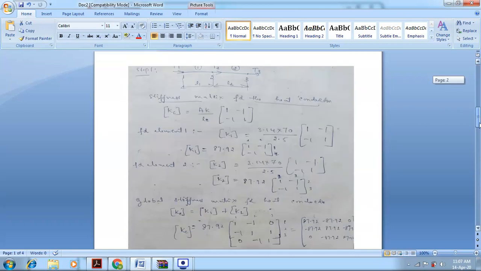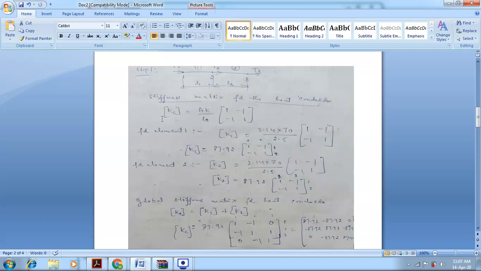Now here is the FEM model for this. I considered two elements, 1 and 2, and 3 nodes. At the 3 nodes, I have defined the temperatures T1, T2, and T3. L1 and L2 are the lengths. Now we need to find the stiffness matrix for heat conduction.